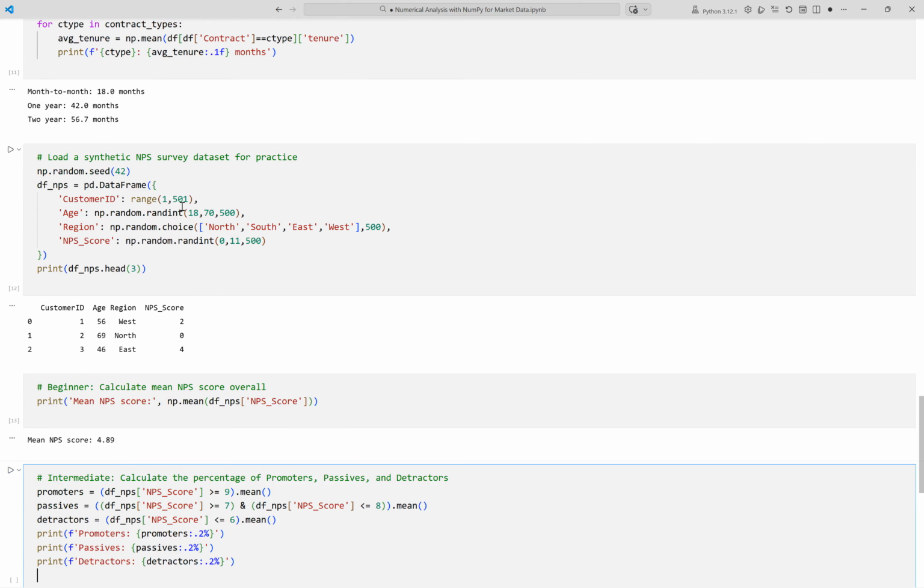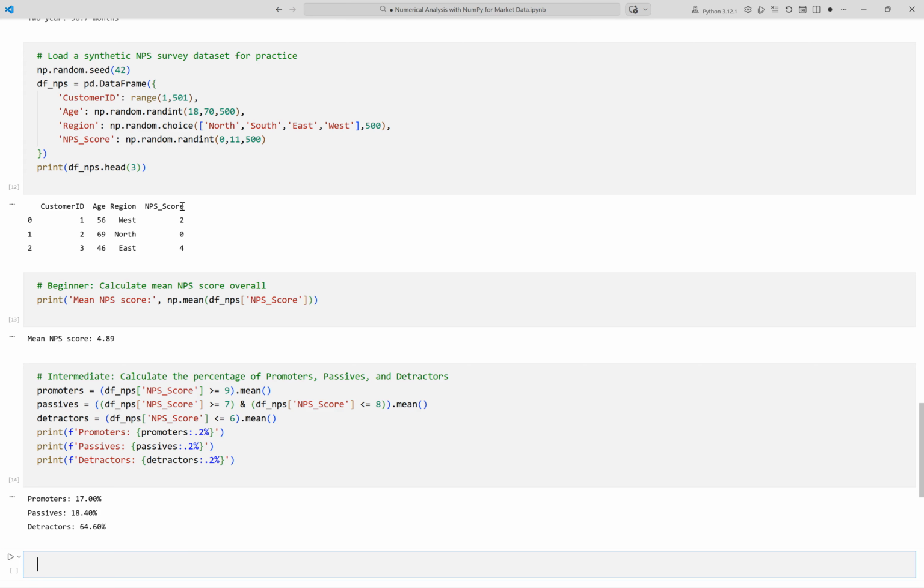Running the cell now. This output reveals the distribution of customers based on their NPS scores, showing a majority, 64.6%, as detractors, which indicates low satisfaction or loyalty. Notice how the code correctly segments the scores into promoters, scores 9 to 10, passives, 7 to 8, and detractors, 0 to 6, helping us understand customer sentiment. This step is crucial for market data analysis to identify key areas for improvement in customer experience.